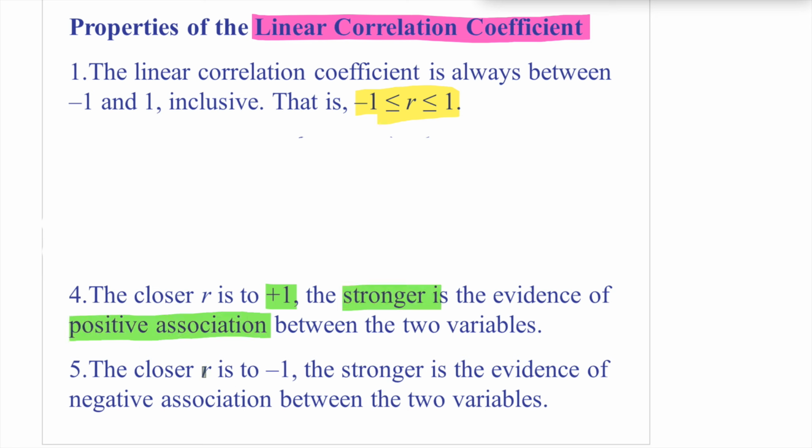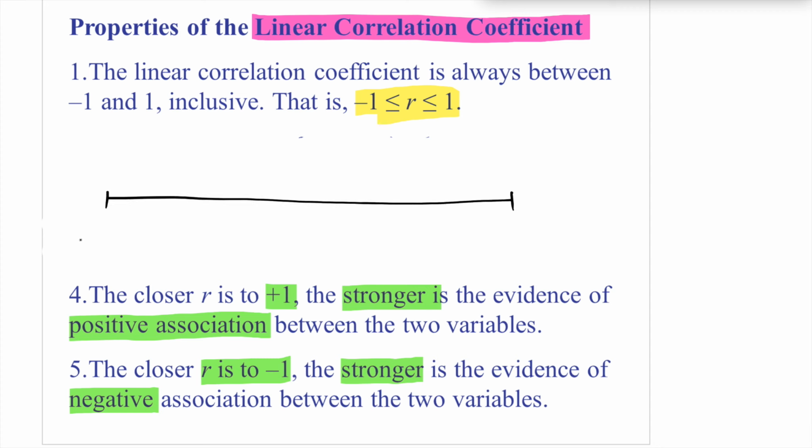And the closer it is to -1, the stronger the negative association. So sometimes I just like to draw a lovely little picture here where I'm like, okay, let's just look at what R can be. It has to be between -1 and 1. And at the very middle is 0. And if R equals 0, that means there's no linear relationship.